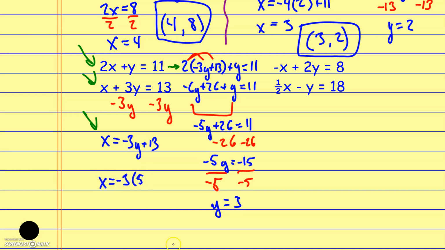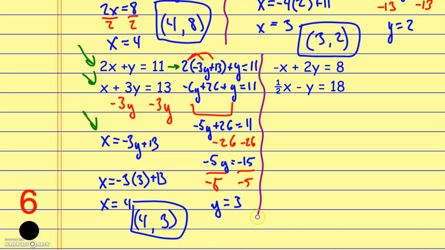Whoops, that is a 3. Let me try again. And so when I do this, I get negative 9 plus, sorry, that's a 13. Negative 9 plus 13, which is 4. And so my solution here is (4, 3). And that's it. And again, we can plug this back in and check it to make sure it works.